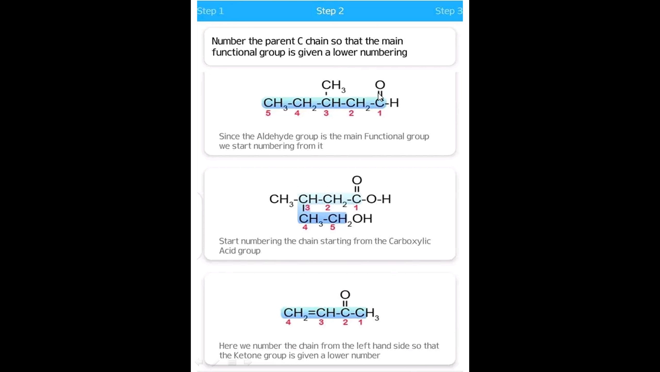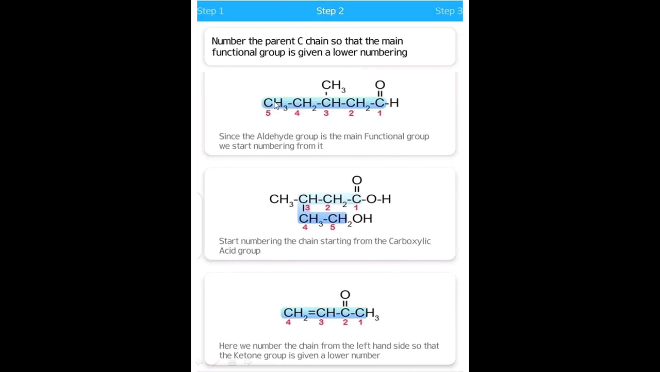So if you start from the parent structure, the aldehyde in this compound, because the functional group is outside, we tend to give the least number to the functional group. Make sure you give the least number to the dominating functional group in the organic structure. So here this is carbon 1, carbon 2, carbon 3, carbon 4, carbon 5.